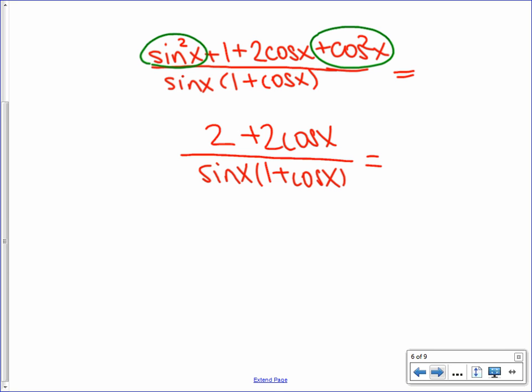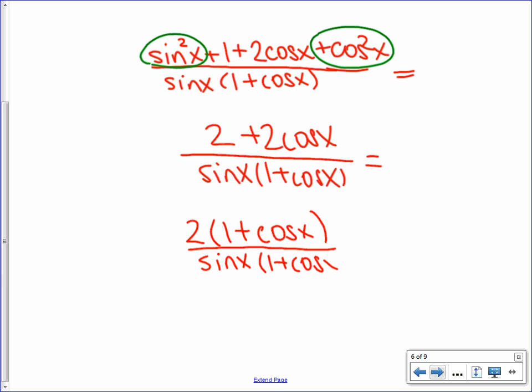Now what do you think? Okay, this is where you get really excited, right? You see 1 plus cosine and we see 2 plus 2 cosine. Okay, so Jenna says factor out a 2. When we factor out a 2, we now have common factors of 1 plus cosine of x.